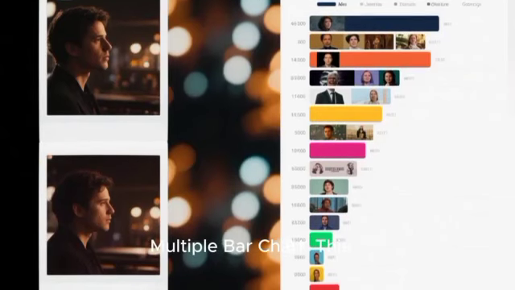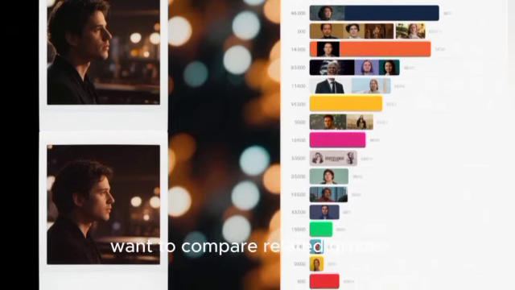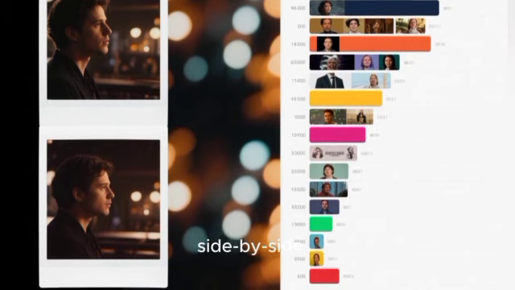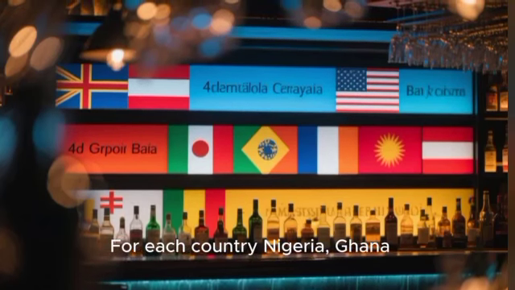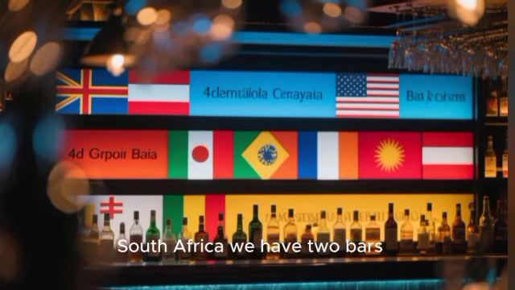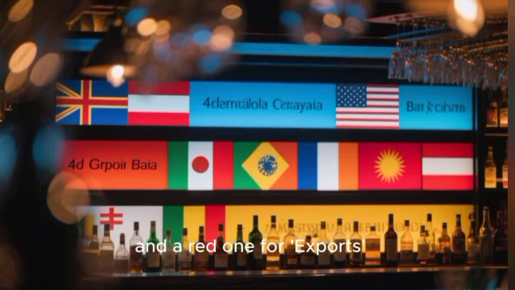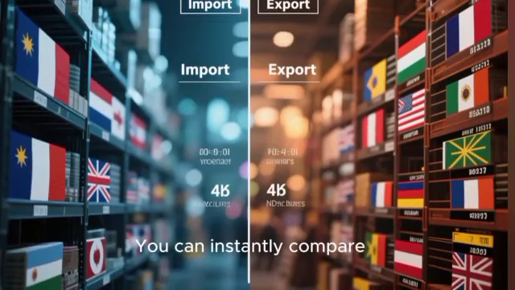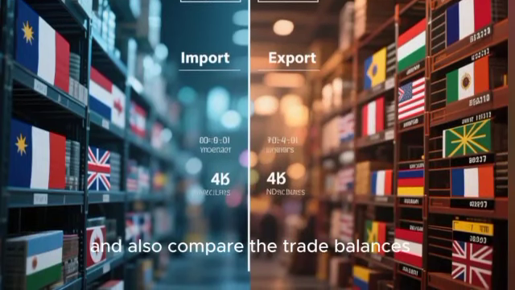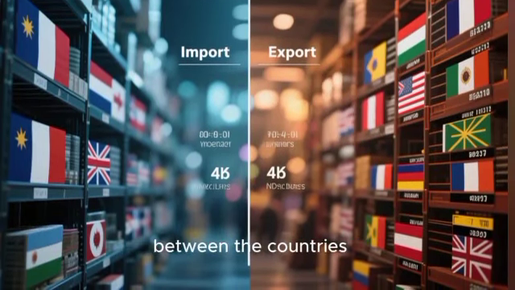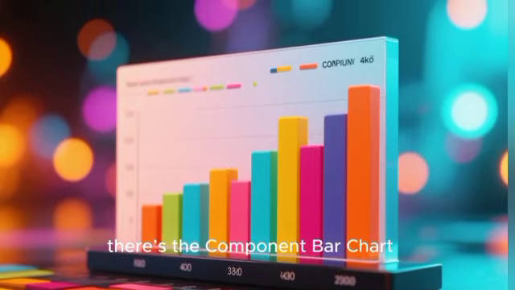Next, we have the multiple bar chart. This is for when you want to compare related groups side by side. See this chart. For each country: Nigeria, Ghana, South Africa, we have two bars, a blue one for imports and a red one for exports. You can instantly compare the import and export values for each country, and also compare the trade balances between the countries.